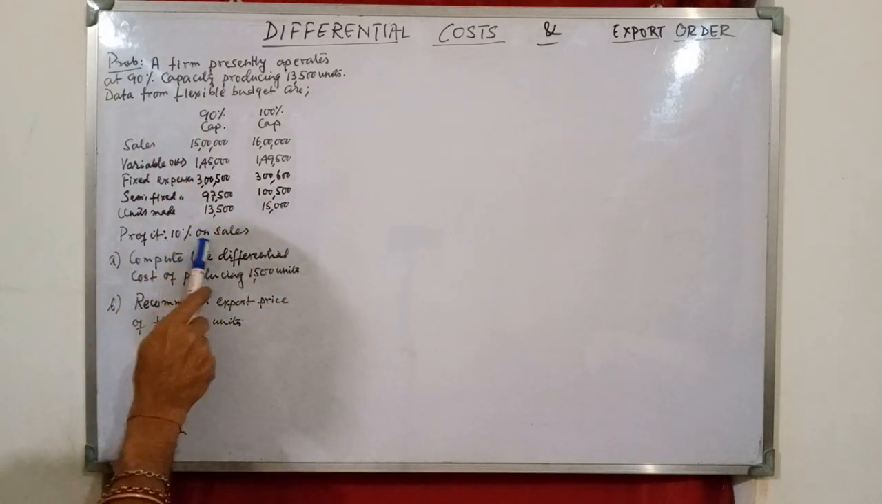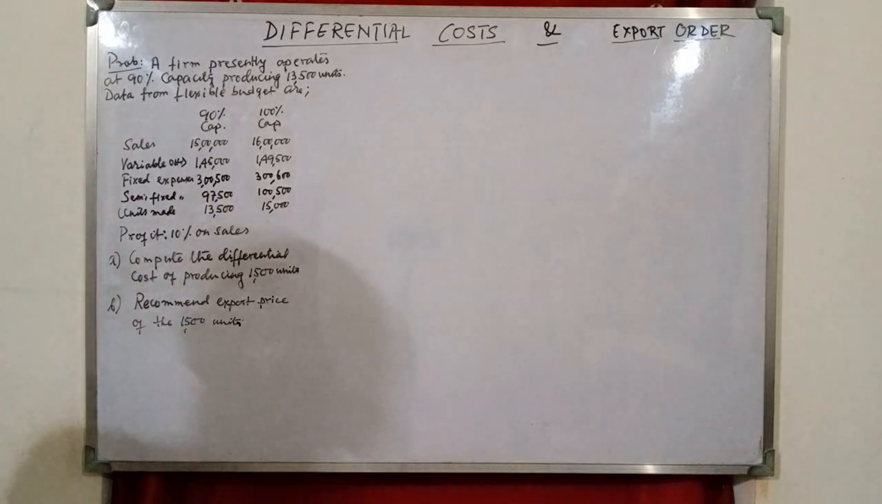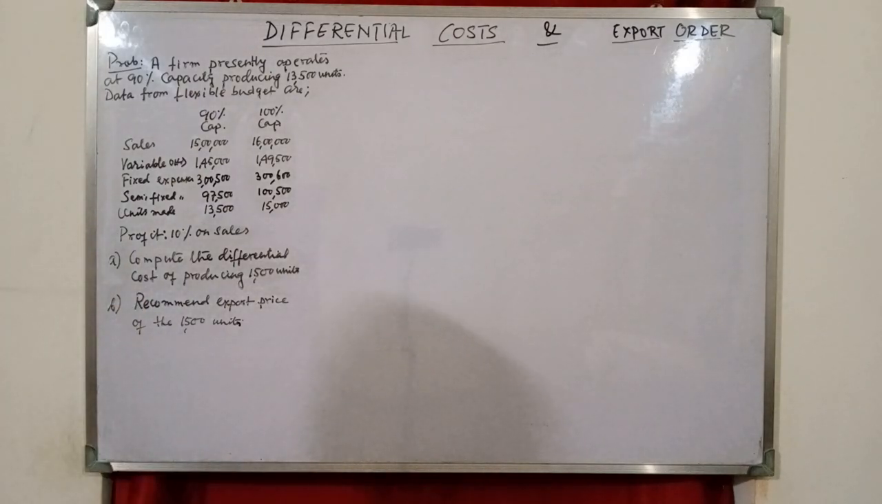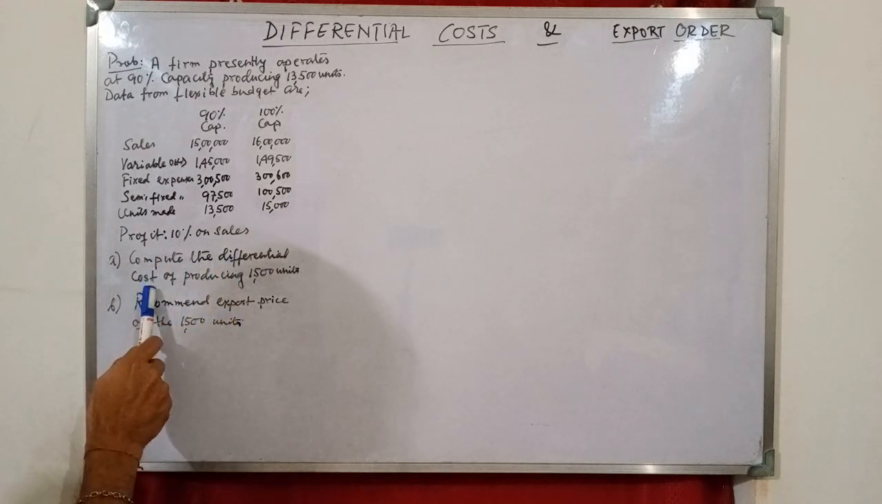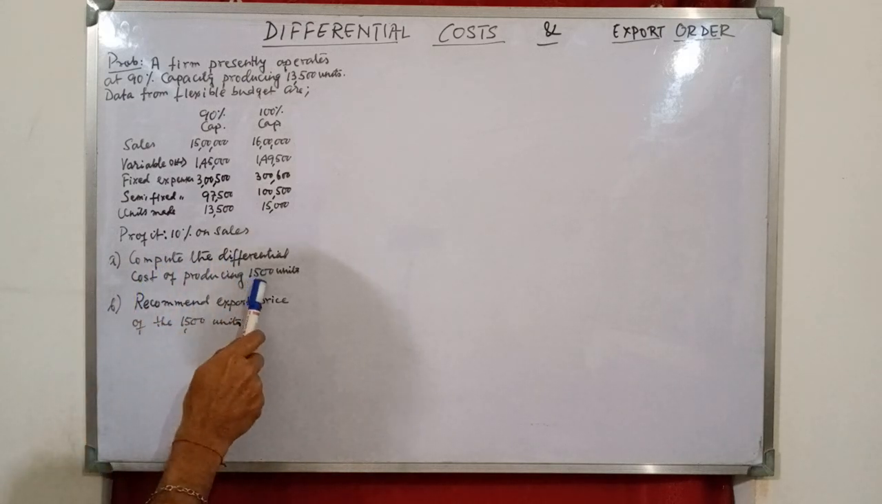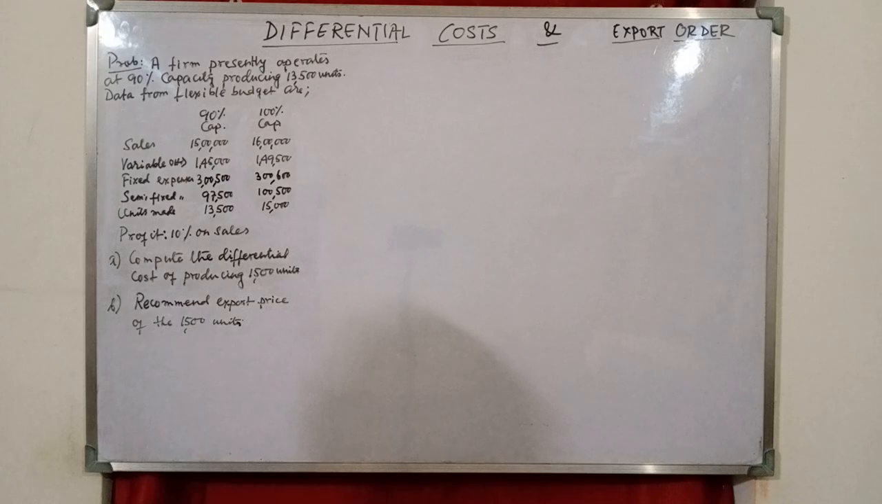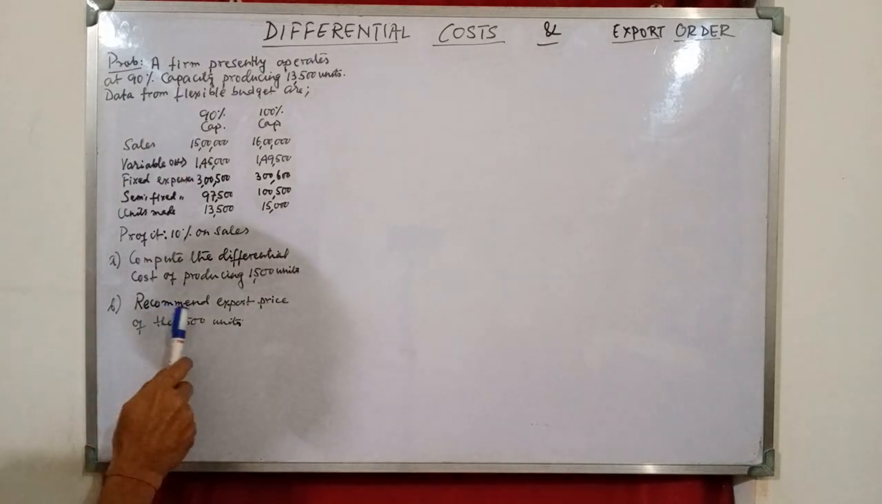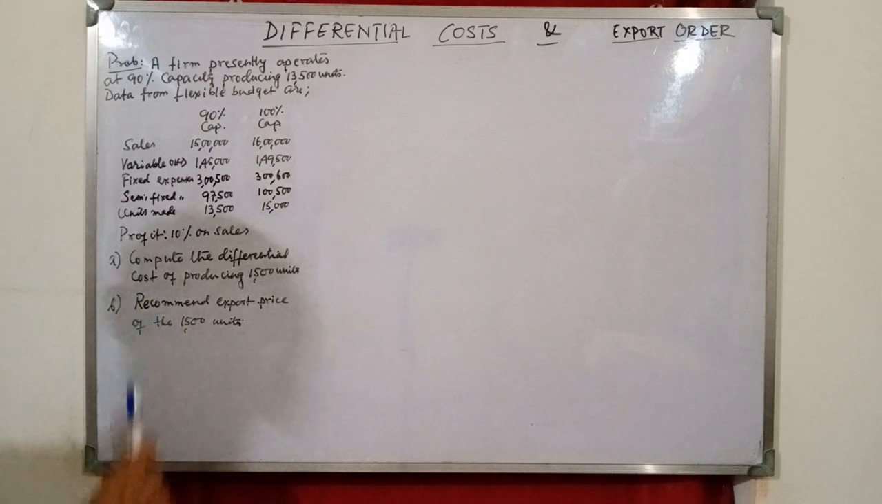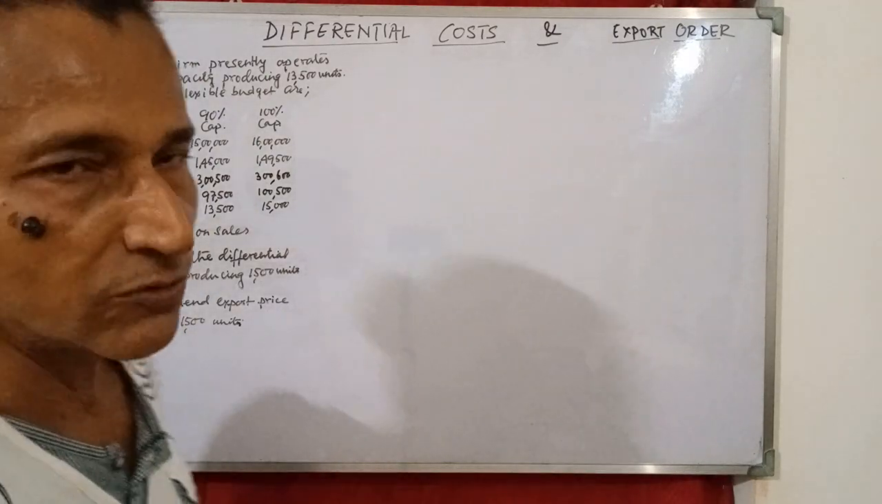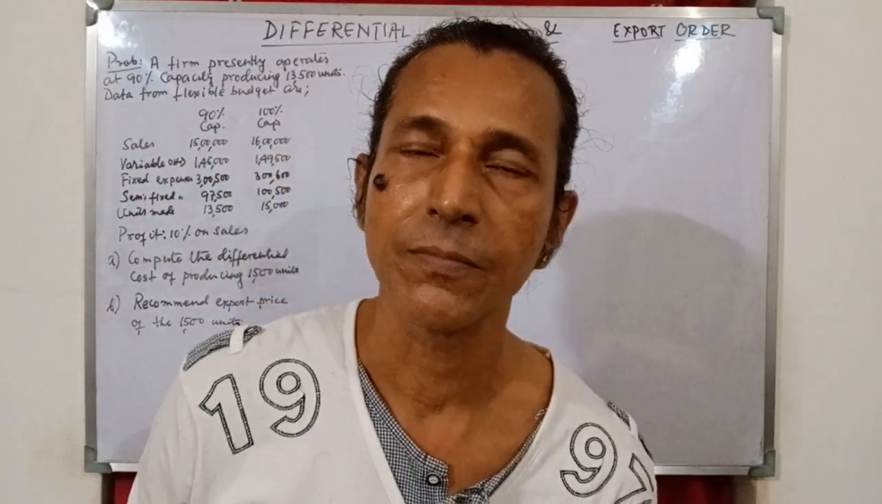Profit is 10% on sales. Now what are the requirements? In part A, compute the differential cost of producing 1500 units. And part B, recommend the export price of the 1500 units. So data for two different capacities are given.